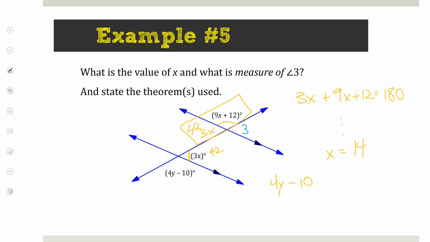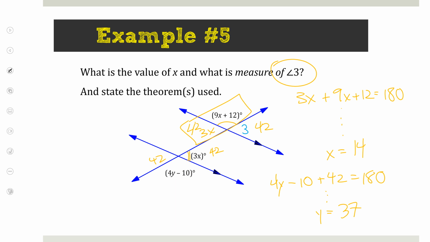Plus 42. Plus 42 equals 180. Math, math, math. Y equals 37. Yes, 37? Outstanding. And then last but not least, we want to find angle 3. Well, angle 3 is going to be 42 degrees because all of the acute angles are 42.